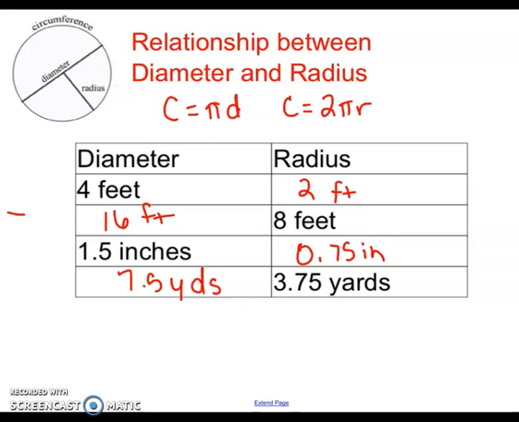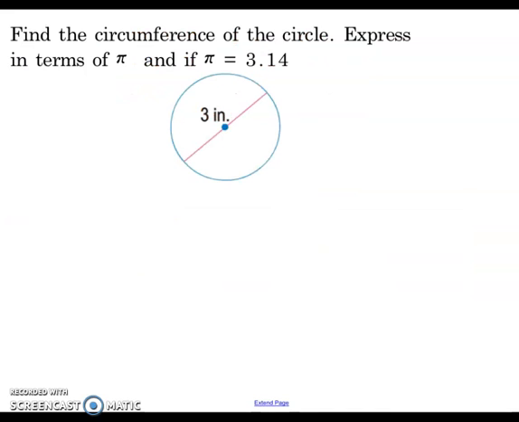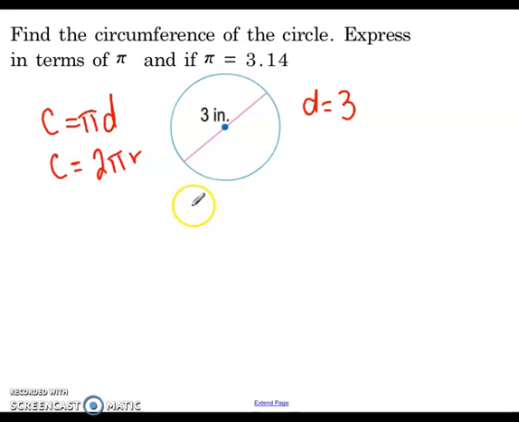circumference formula. The first example we're going to do is find the circumference of a circle. So you always have two formulas. Circumference equals pi d, or circumference equals 2 pi r. And in this case, when you look at the circle, you're given the diameter of 3. So it's best to use the first formula. So you plug in d as 3. So circumference equals pi times the diameter, right? And you could write this in terms of pi. So circumference would equal 3 pi.